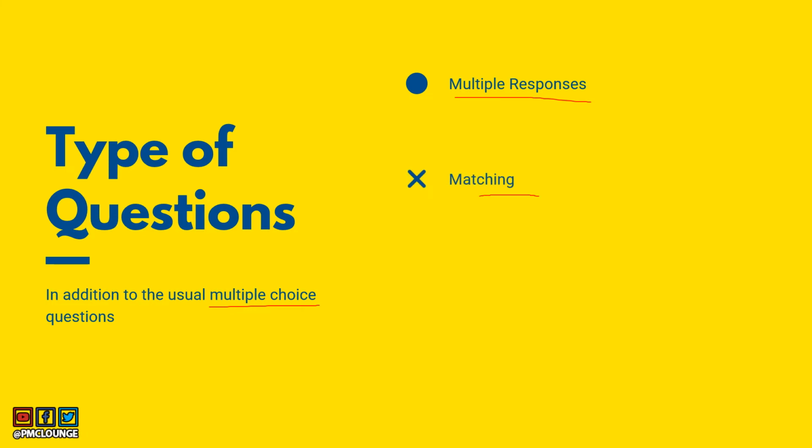You can also expect matching questions. So you need to match the answers, right? So that's also something that you can expect. You can expect hotspot questions and you can also expect fill in the blank questions. Now, if you're wondering what is this hotspot question, these are basically graphical questions and there is a prototype of questions available on the PMI website. I'll link to it in the description below. You can go there and you can check the prototype questions to understand what are these different types of questions.